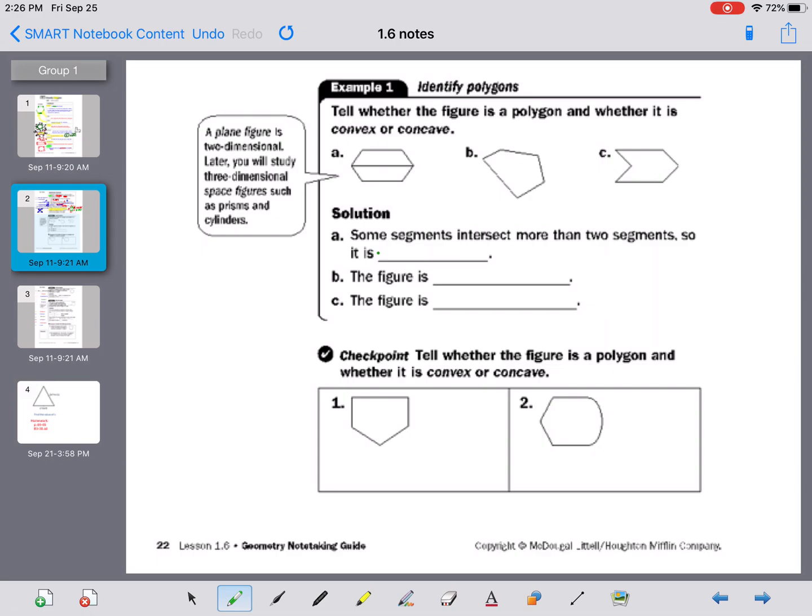And the answer is not a polygon. And they did already write our reason down. Some segments intersect more than 2 segments, okay? Or the easy way to say that, not a polygon, I could say inside lines, okay? And we don't want inside lines, so that's why that's not a polygon.